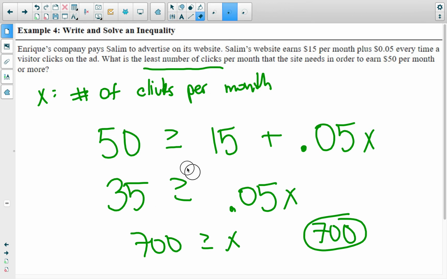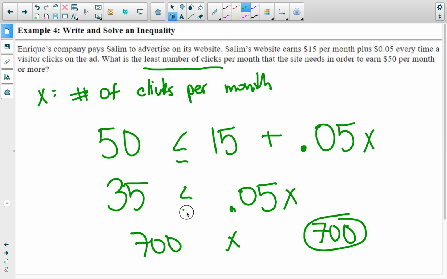I'm sorry, I need to flip my inequality symbols. Just flip them around. That's all. Because we want the quantity that we're getting to be at least 50. So we want this side of the inequality to be greater than or equal to 50. My apologies. I was thinking of it the other way.